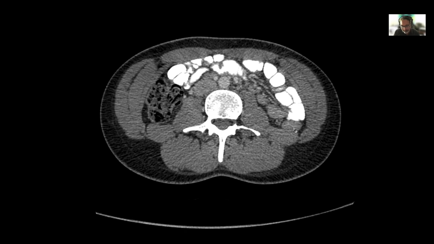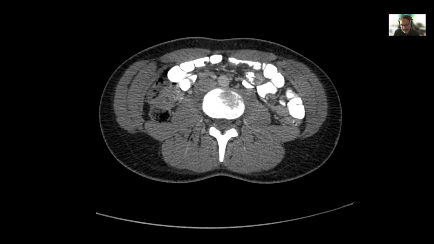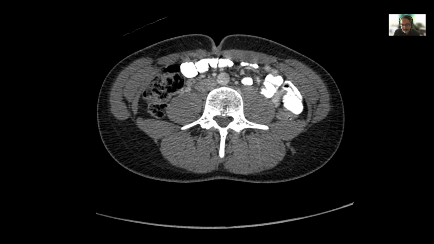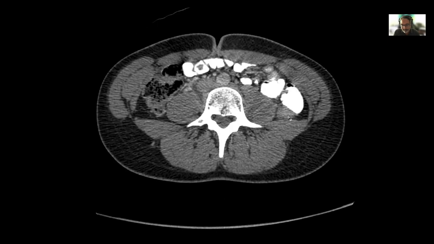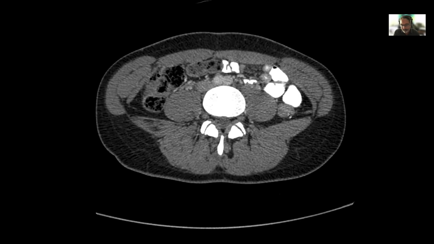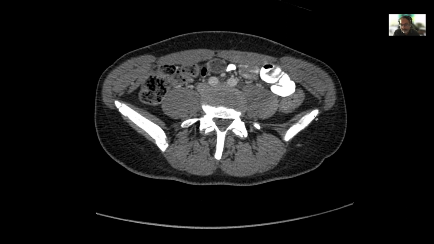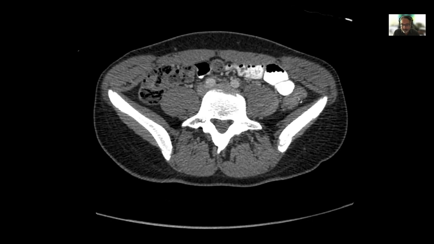So this is again the descending colon here, and we keep going down. You could see a little bit of air in there, but it's still collapsed, or it could have feces or stool in it. But this is the descending colon. Now you can see the iliac crest coming in. So now we're in the left iliac fossa.